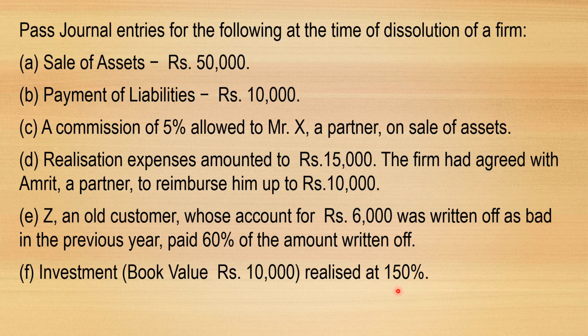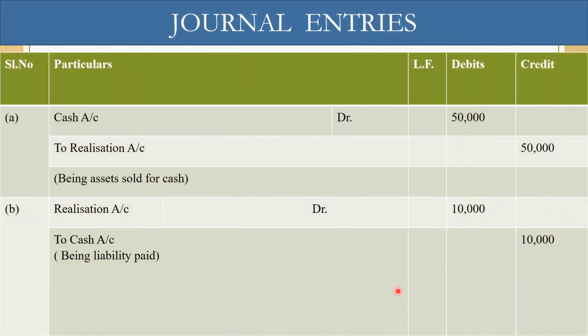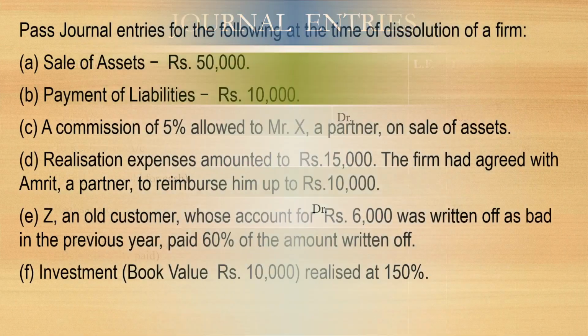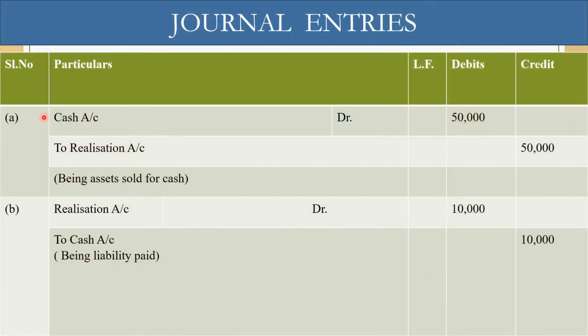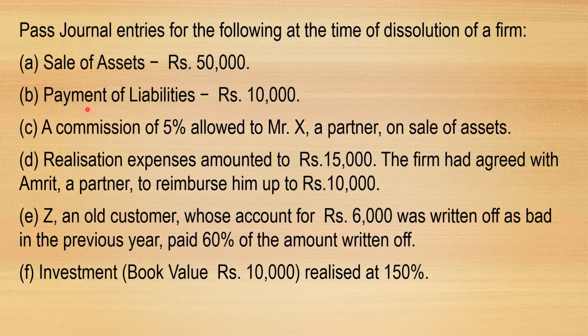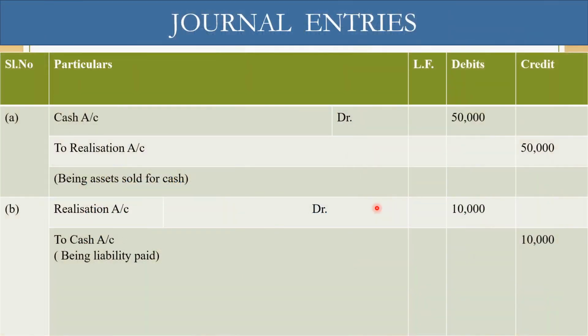So this way, that is the problem, and I gave the hints of the solution. Let's see what the solution is. The first solution, cash to realization. First question, sale of asset 50,000, and the answer is cash account debit or bank account debit to realization, revenue. Realization account debit to cash or bank, that is for expenditure. The second question, payment of liability 10,000. So outflow of expenditure, the second entry.